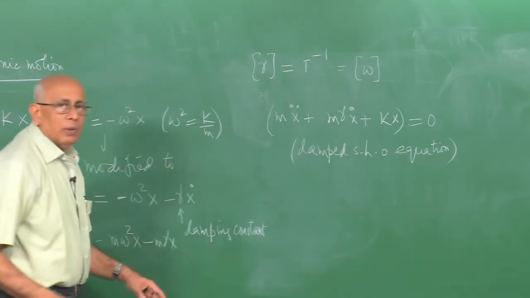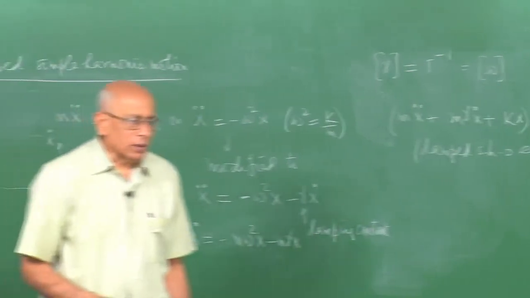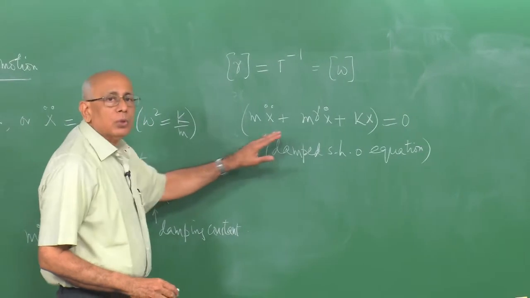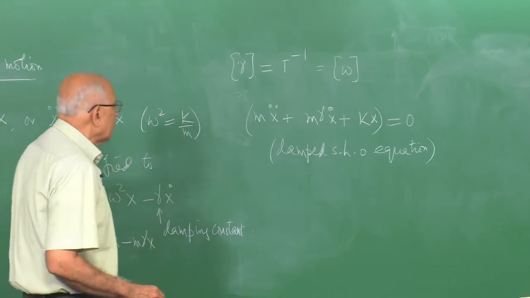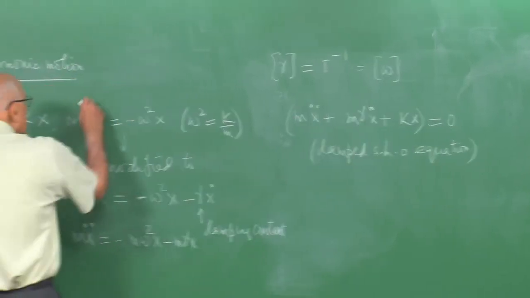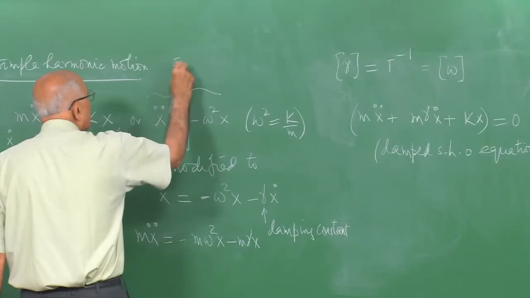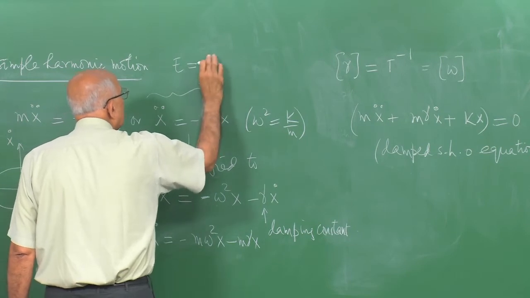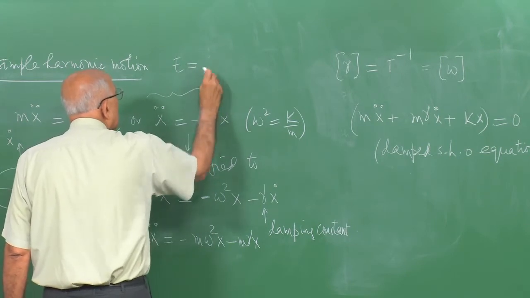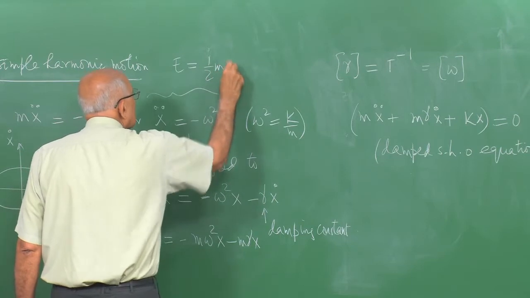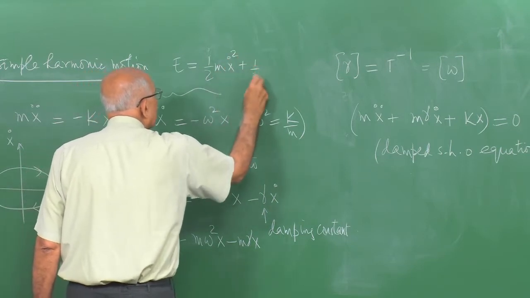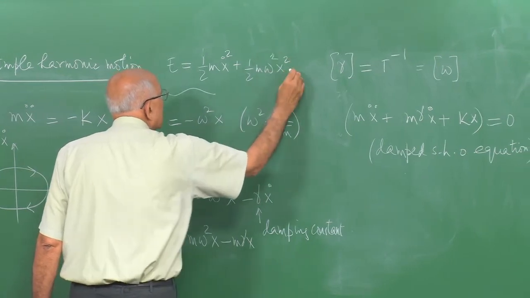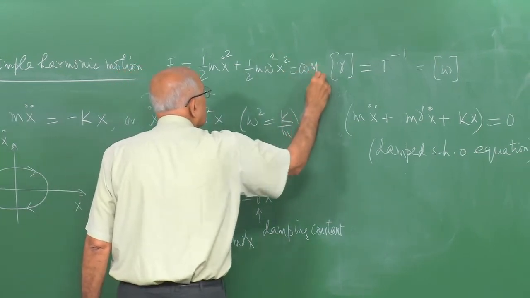A little later we will look at an electrical analogy for this mechanical damped equation, but before that let us try to look at the solutions of this equation. Earlier I mentioned that this equation was entirely equivalent to saying that the total energy E, equal to 1/2 m x dot squared plus 1/2 m omega squared x squared, is a constant of the motion.